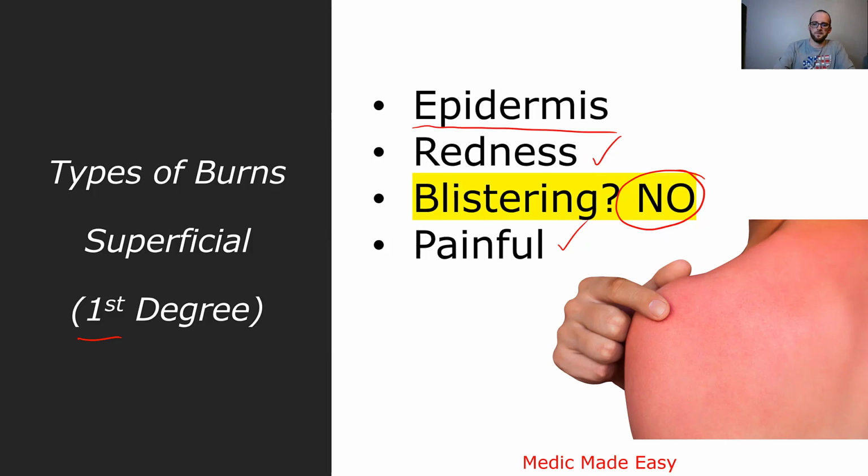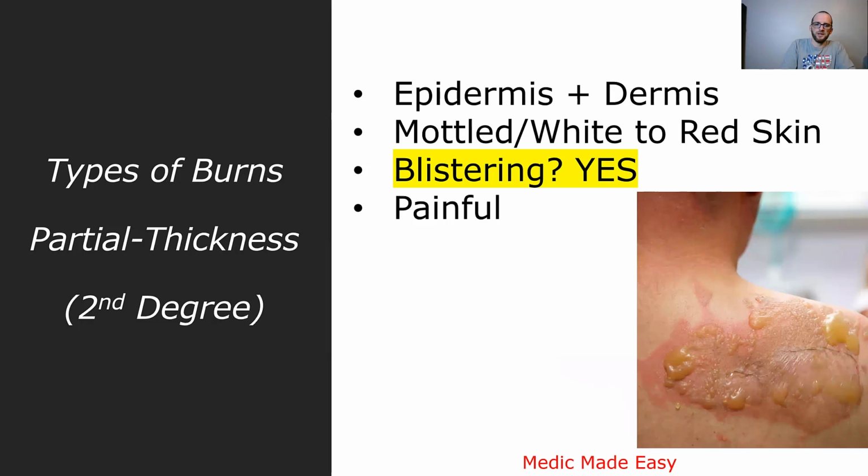Very superficial. Okay? Going into the second degree burns, second degree, now again, partial thickness, partial thickness.